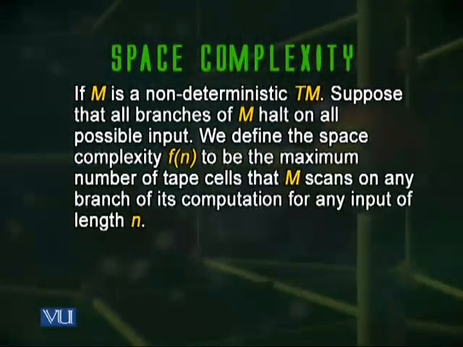Now let us talk about non-deterministic space complexity. Suppose M is a non-deterministic Turing machine. Suppose that all branches of M halt on all possible inputs. This is going to be the assumption that we'll make on all non-deterministic Turing machines as long as we are studying space complexity: that all branches of these machines halt. We define the space complexity f(n) to be the maximum number of tape cells that M scans on any branch of its computation for any input of length n.